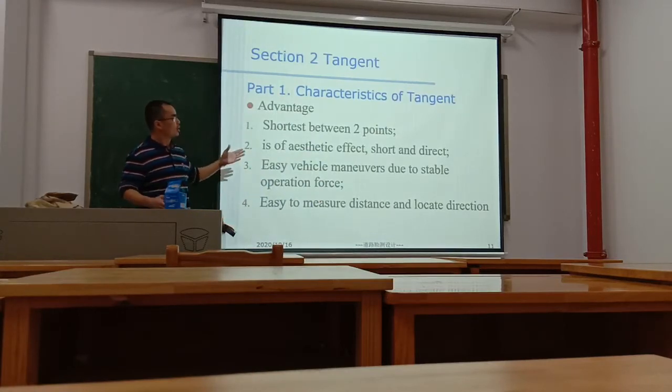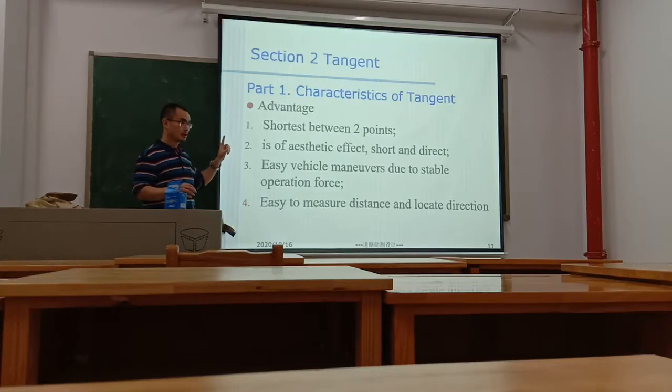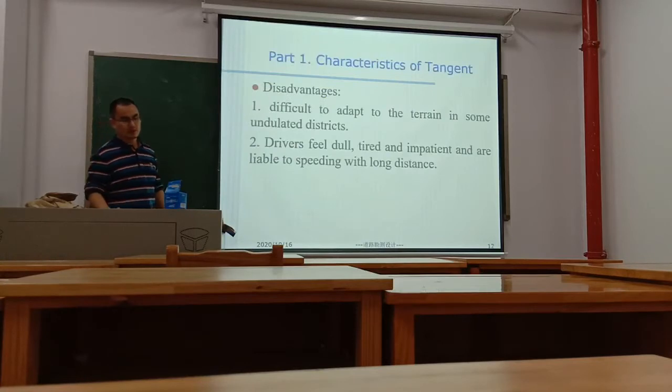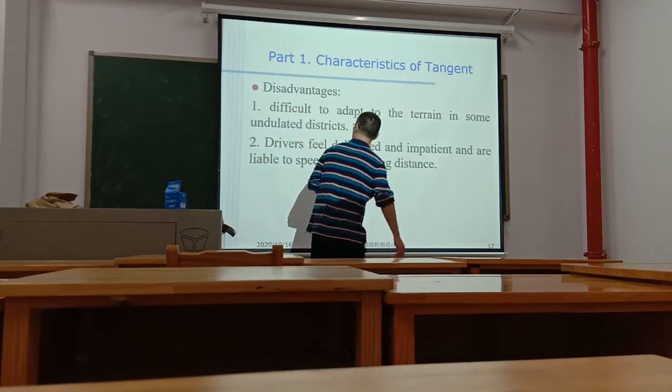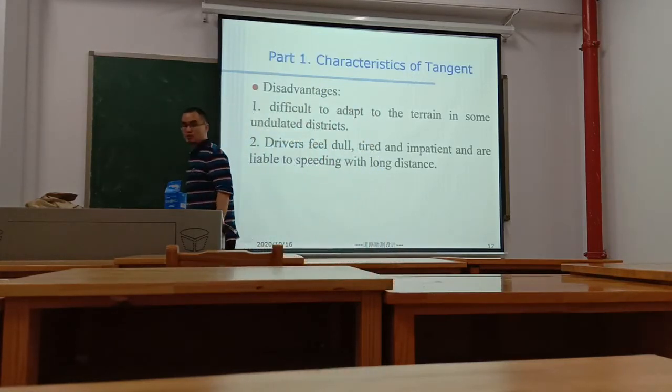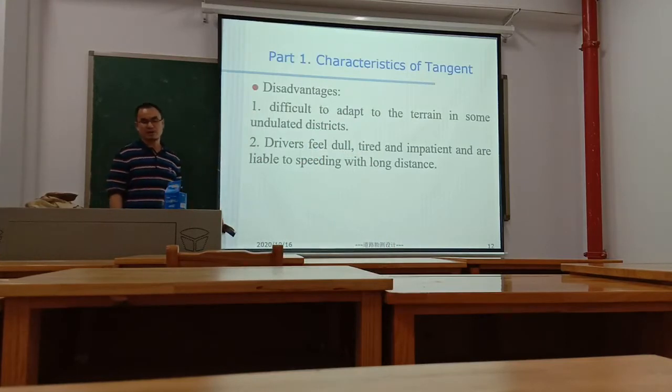Because 2 points can determine one tangent. Start point and end point can determine the tangent or the straight line. The disadvantage of tangent one is that it is difficult to adapt to the terrain in some undulated districts.